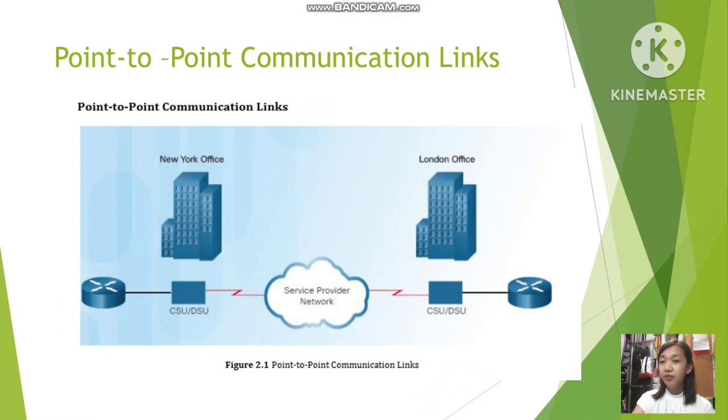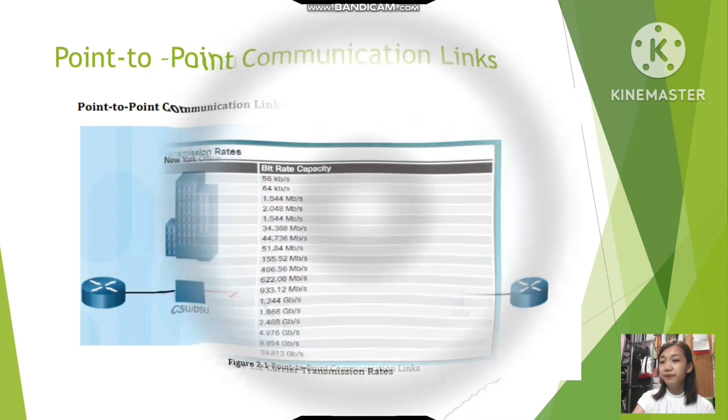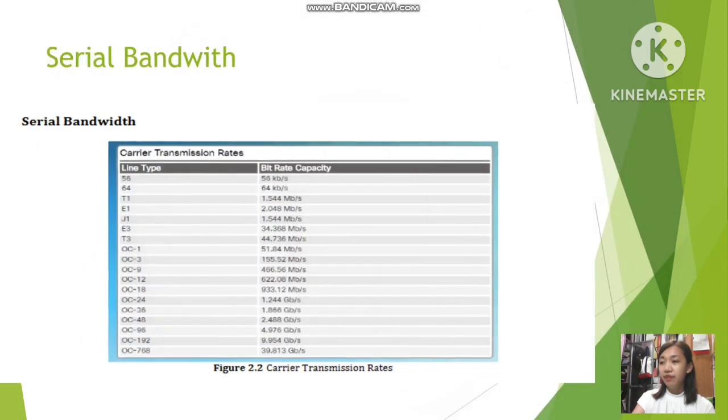So next, we have the point-to-point communication link. When permanent dedicated connections are required, a point-to-point link is used to provide a single, pre-established WAN communications path. This path goes from the customer premises to the provider network and to a remote destination, as shown in this figure. Next, we have the serial bandwidth. Bandwidth refers to the rate at which data is transferred over the communication link. The underlying carrier technology will dictate how much bandwidth is available.